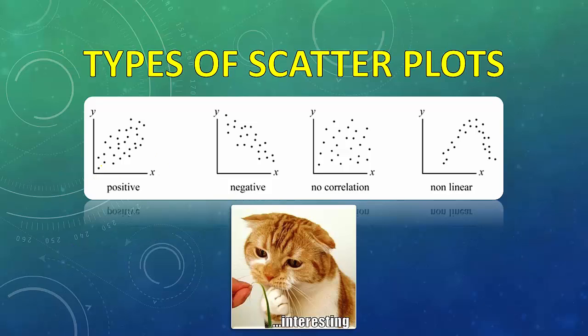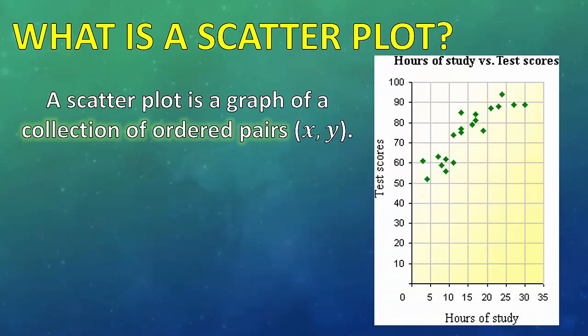You've got positive, where if you look at them, that kind of has a positive trend. So like it goes up from left to right like a line, we'd say that's positive. Negative, same thing. So if it goes down from left to right, it has a negative trend. If your points are kind of all over the place, that has no correlation. And then nonlinear would be like if we followed this, it kind of has an arc to it, that has a nonlinear correlation. A scatter plot is a graph of a collection of ordered pairs.